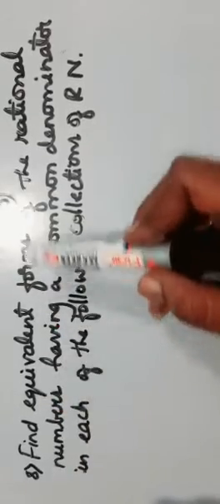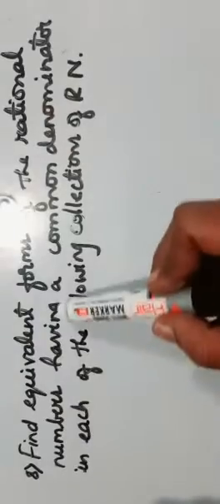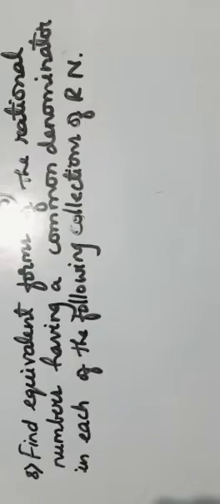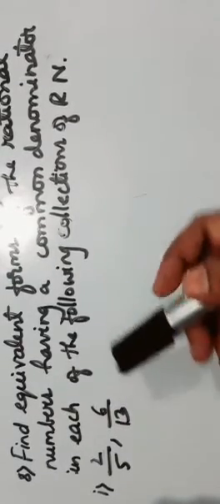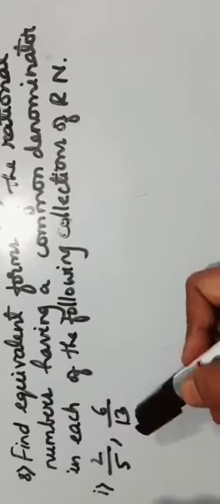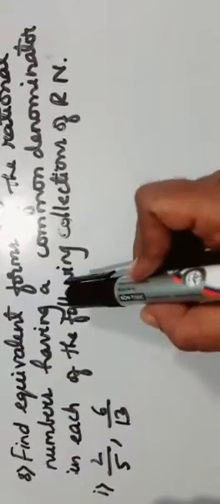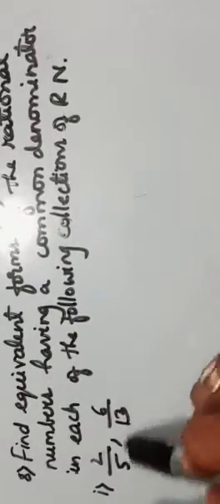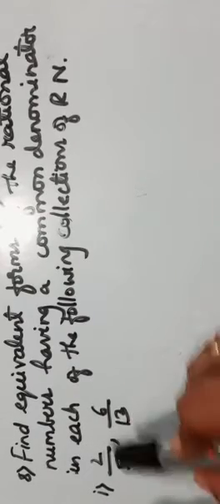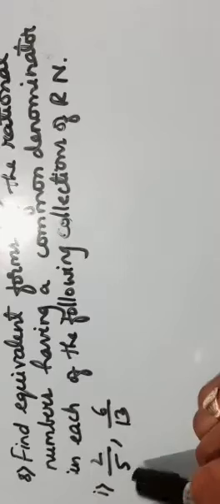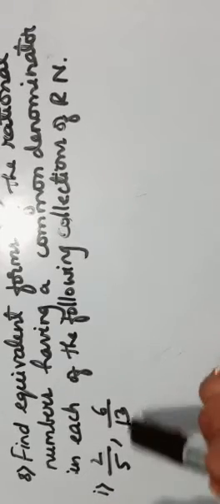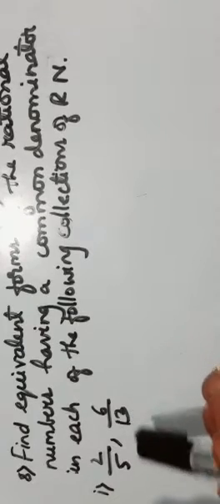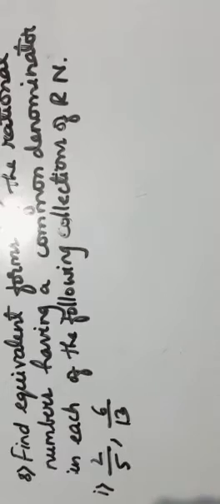Find equivalent forms of the rational numbers having a common denominator in each of the following collections of rational numbers. Children, these types of questions we have already learnt in the earlier classes. Here we have to find the rational numbers having a common denominator. Here we have two rational numbers, 2 by 5 and 6 by 13. You can see that they have different denominators. So to make them common denominators, we have to find the LCM for 5 and 13.